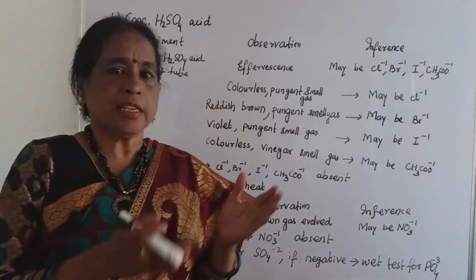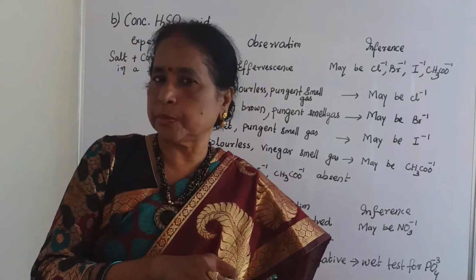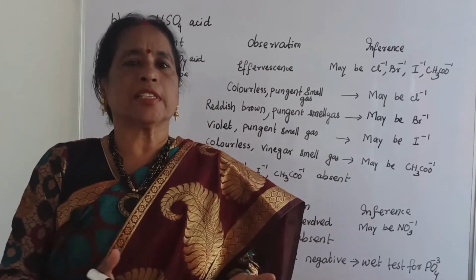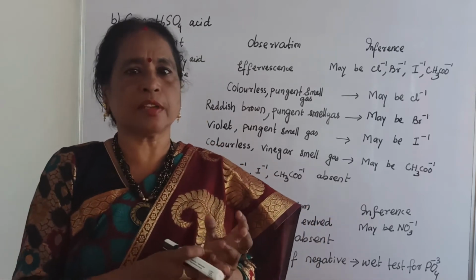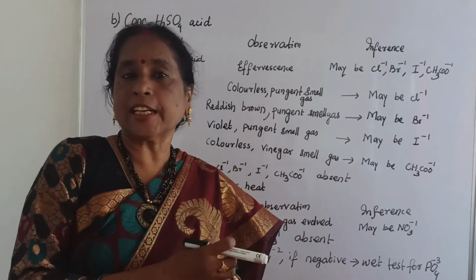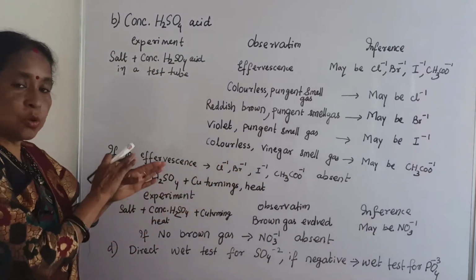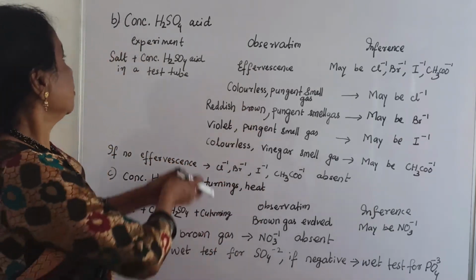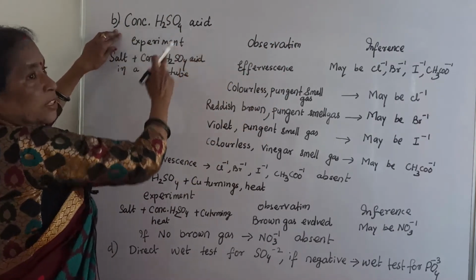What is the first test? The dilute sulfuric acid test. That means you take salt and add dilute sulfuric acid in a test tube. If any effervescence takes place, then you can say these group radicals are present, that means carbonate, sulfide and nitrite. Out of these, you will check which one is present according to the color and odor of the gas. If no effervescence takes place when you add dilute sulfuric acid, then you will go to the second group, the second higher level test, that is the concentrated sulfuric acid test.